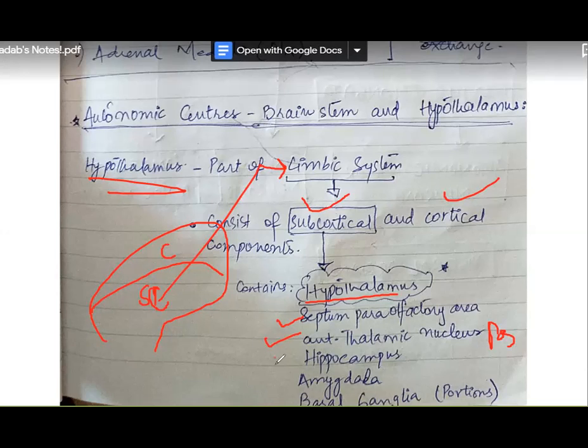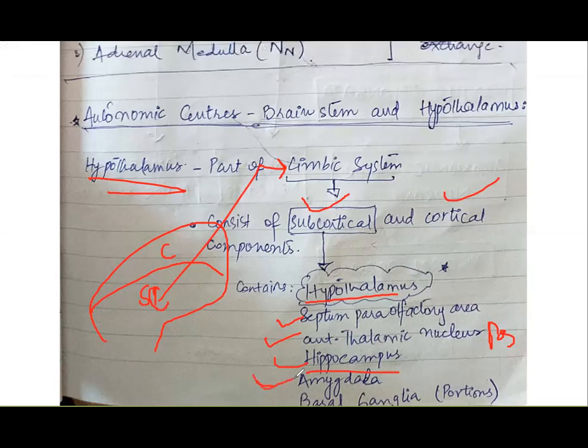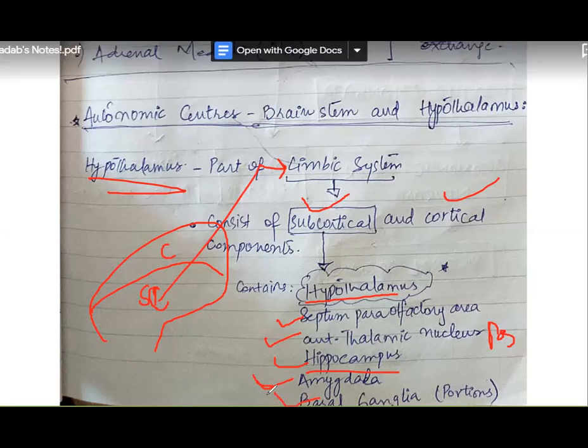Then we have the hippocampus over here, which is very important. We have the amygdala, which is also very important. We have the basal ganglia, also very important, and portions of the basal ganglia.